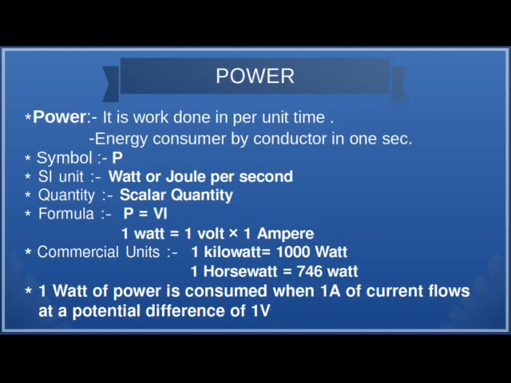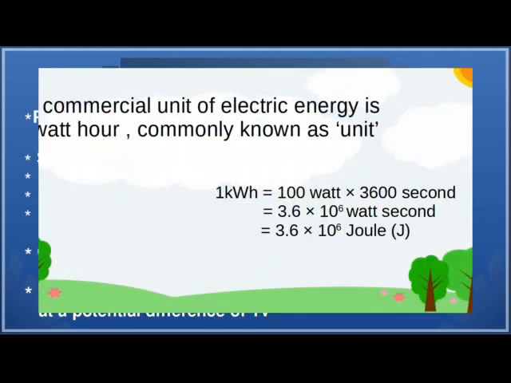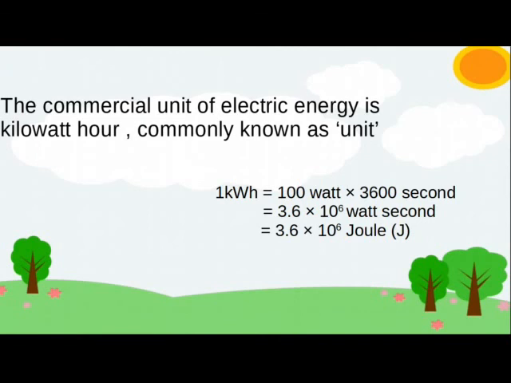The commercial unit of power is 1 kilowatt equals 1000 watt, and 1 horsepower equals 746 watt. 1 watt of power is consumed when 1 ampere of current flows at a potential difference of 1 volt. The commercial unit of electric energy is kilowatt hour, commonly known as unit. 1 kilowatt hour equals 3.6 multiplied by 10 to the power 6 joule, also known as watt second.